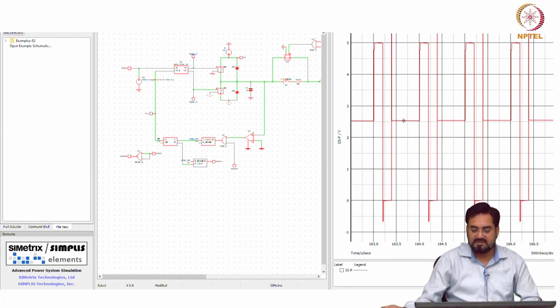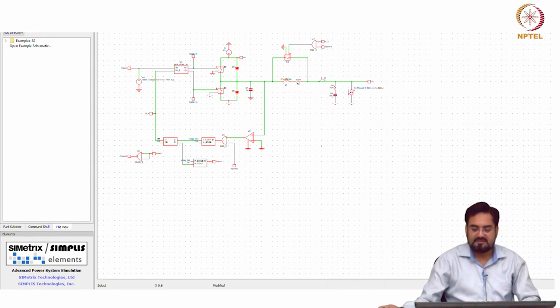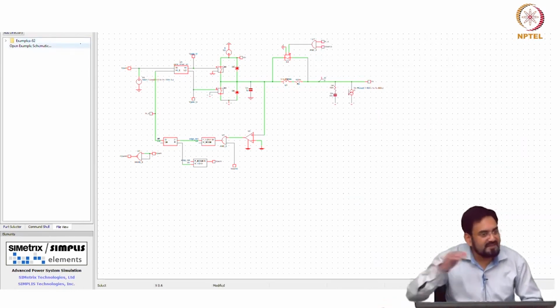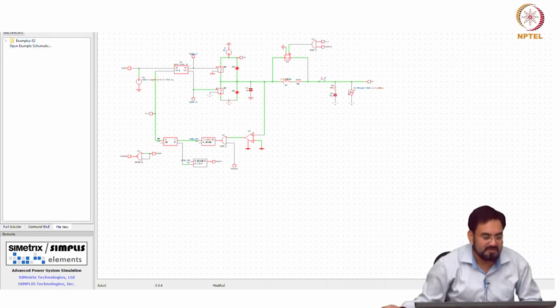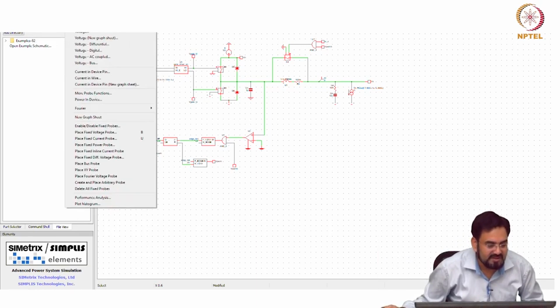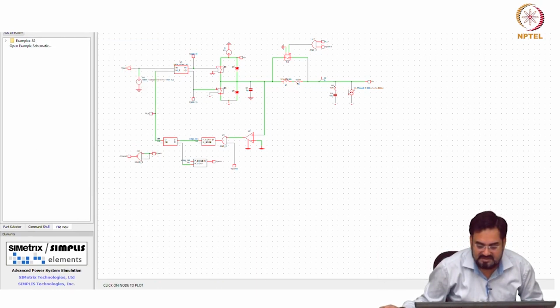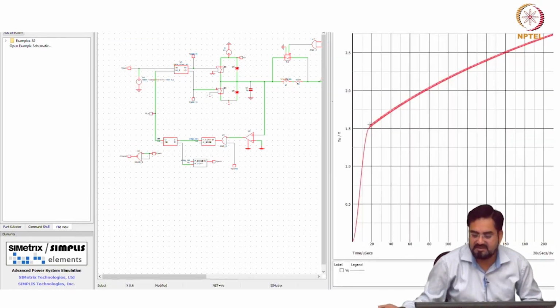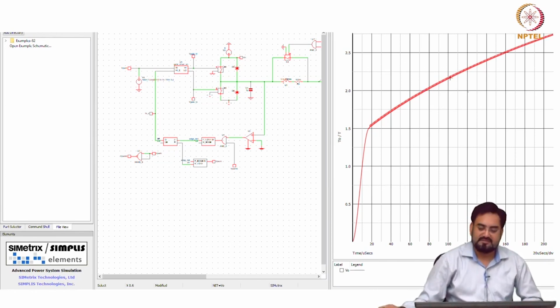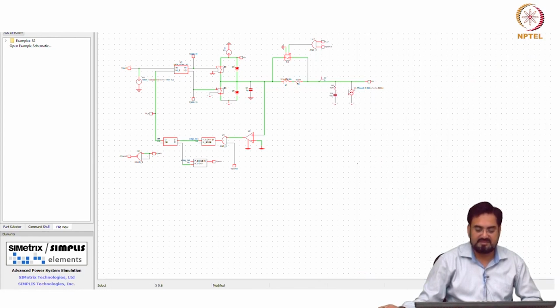Your output is settled to 2.5. Don't think that it was 2 volt in the previous case, because your output is not settled. You are operating in the DCM and it will take a very long time to settle the output. So, my output is still not settled. So, I am looking at different time instances, that is why. See, it is still rising. In the previous case I was looking somewhere here, and in this case I am looking here, that is why. So, it will take a very long time to settle the output in DCM.